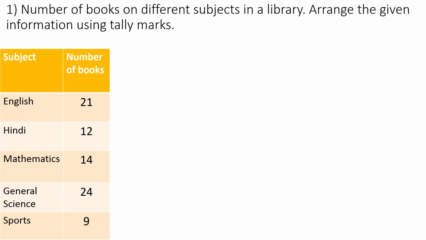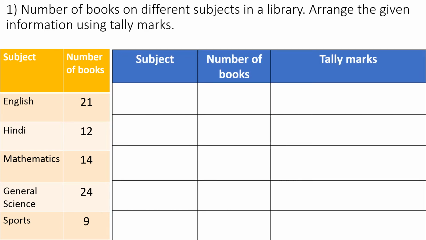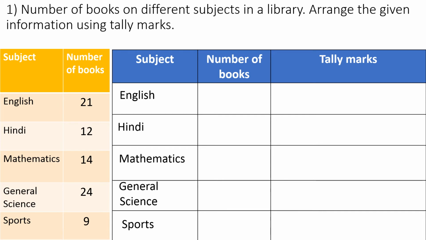First, draw a table with 3 columns and label it as name of subject, number of books, and tally marks. Write the name of subject in 6 rows as per the data in the first column. Write the number of books in the second column as per the data. Now, arrange the tally marks according to the number of books. Remember, we always make a set of 5 lines, 4 straight lines and 1 line across the 4 lines.